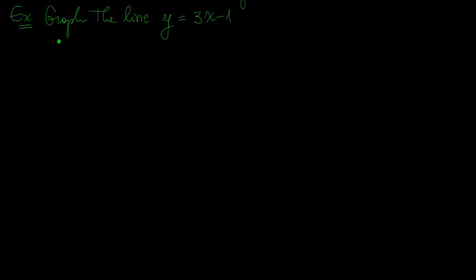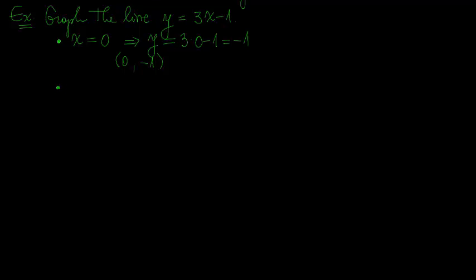Well, let's just pick an arbitrary x coordinate, let's say the nicest number, x equals 0, and compute the corresponding y coordinate. If x is 0, I get 3 times 0 minus 1, and therefore y is negative 1. So we know that the point with coordinates x is 0, y is negative 1, happens to be on the graph of my line.